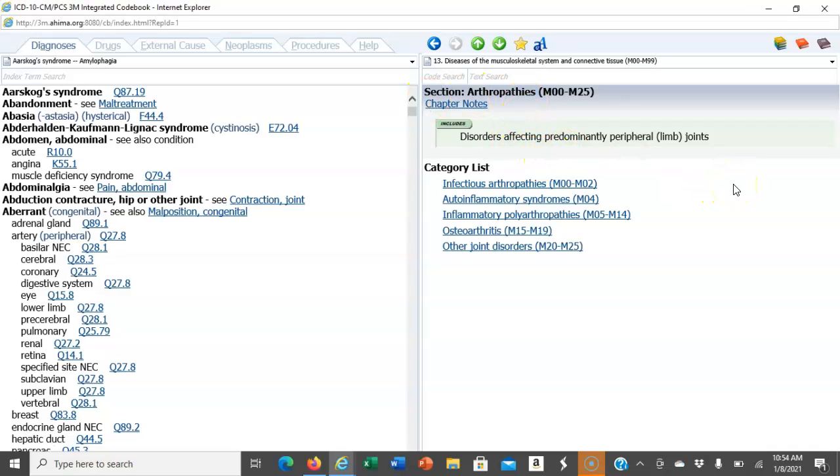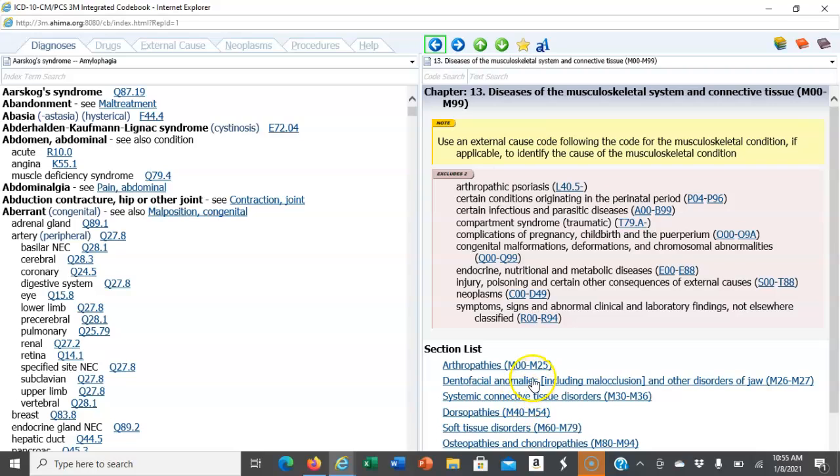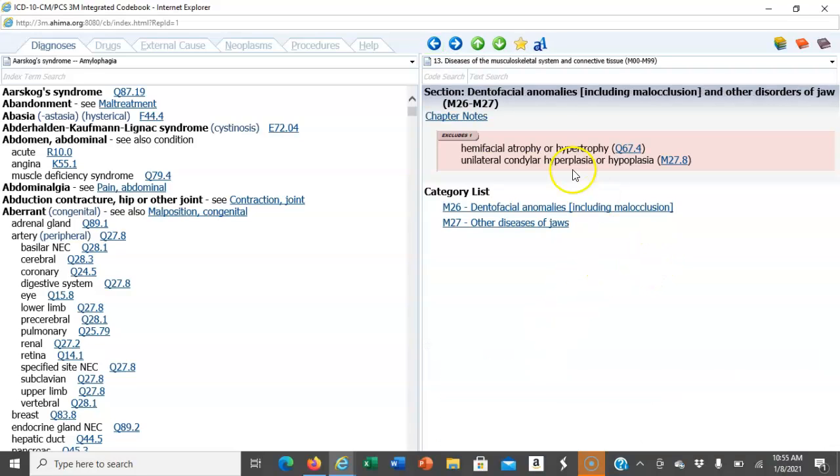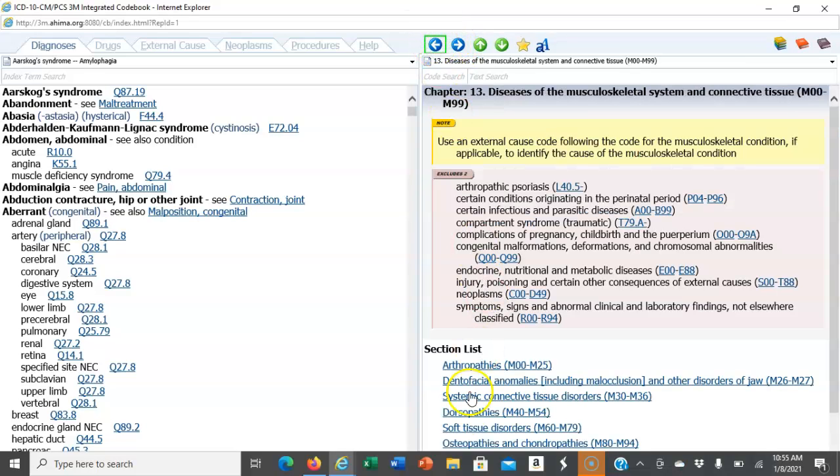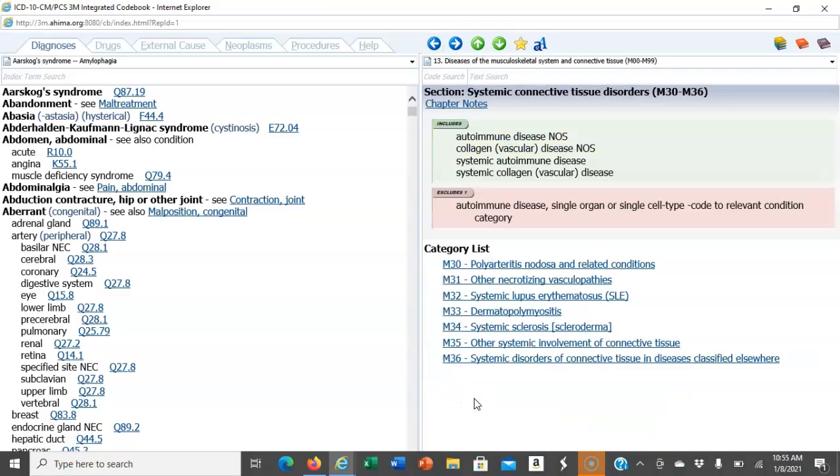Disorders affecting predominantly peripheral limbs or joints. That includes peripheral limbs or joints. I'm not going to read these to you, but I want you to get an idea of what is included here. Osteoarthritis is included in this category. We're going to talk about the osteoarthritis. Then dentofacial abnormalities, other disorders of the jaw, quick little category, only 2 categories in this particular section.